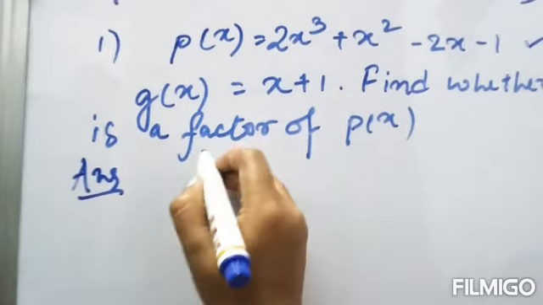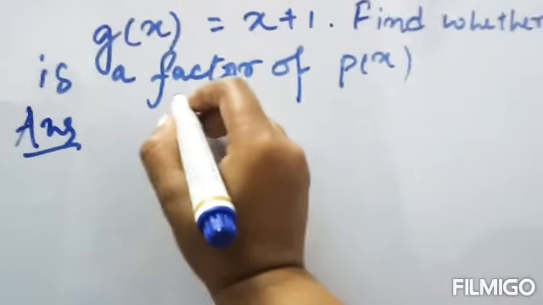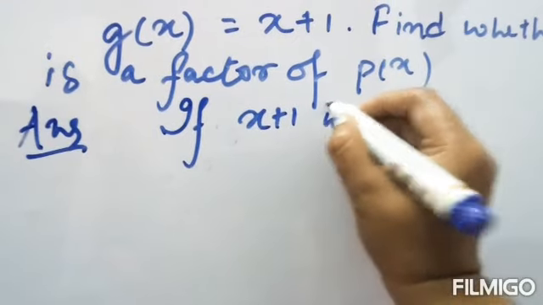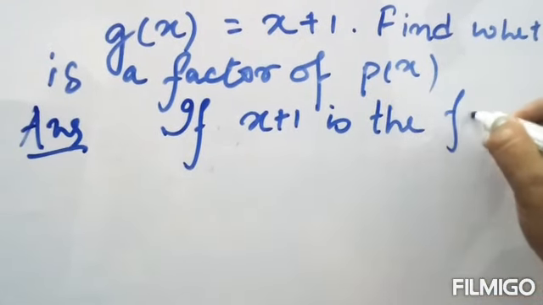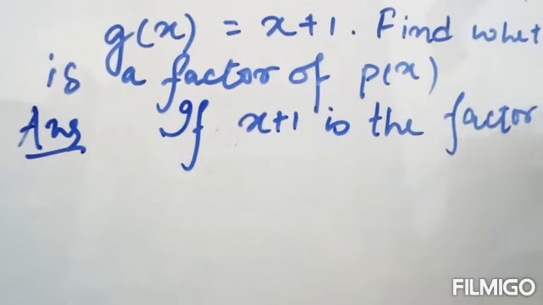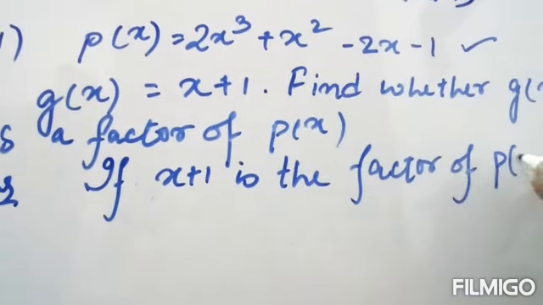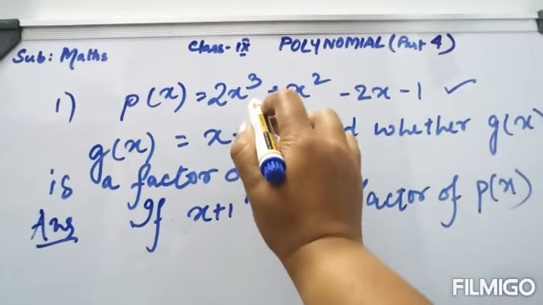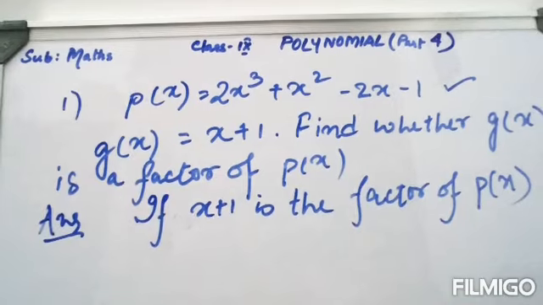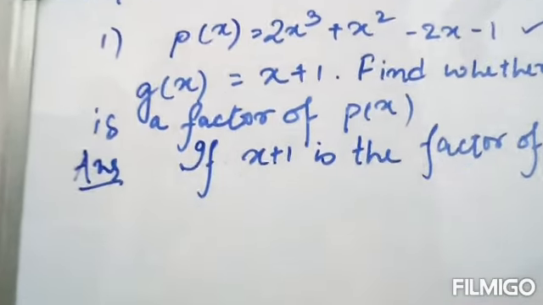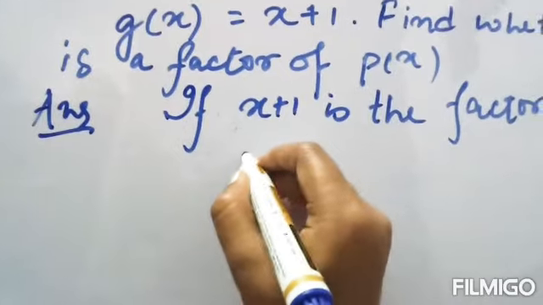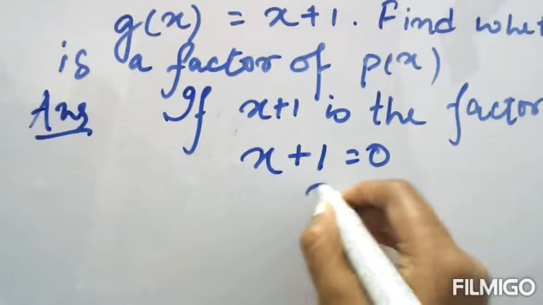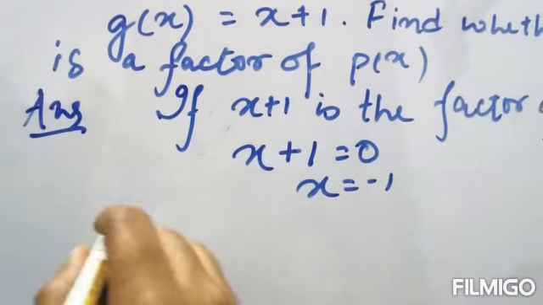We'll write: if x plus 1 is the factor of p(x), I am not writing the polynomial, this one. p(x) here stands for 2x cube plus x square minus 2x plus 1. If it is so, then x plus 1 is equal to 0, then x is equal to minus 1.